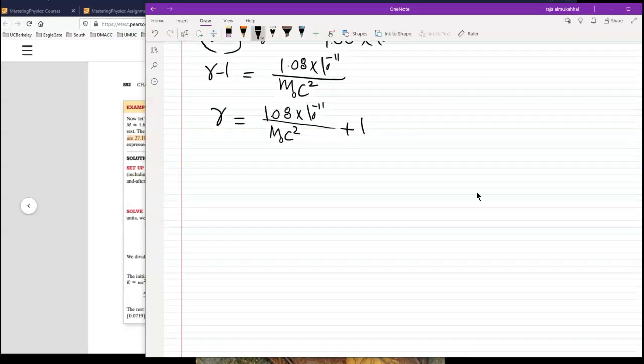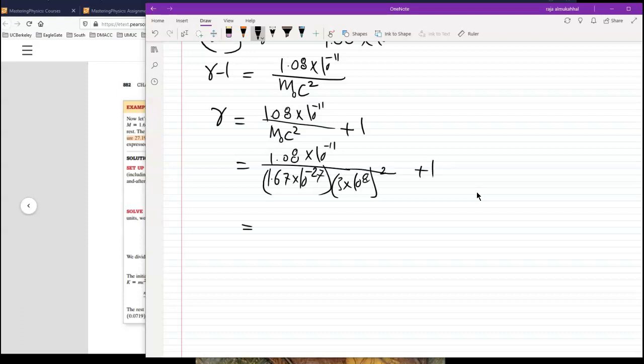Plug in all these numbers in there. What's m naught c squared? It's just the rest mass of the proton. So that's 1.08 times 10 to the negative 11 over the mass of the proton, 1.67 times 10 to the negative 27, multiplied by c squared, 3 times 10 to the 8, squared. All of that plus 1. Do this calculation now, and you'll end up with 0.072 plus 1. And that's basically gamma factor is 1.072. That's what I got. Okay?